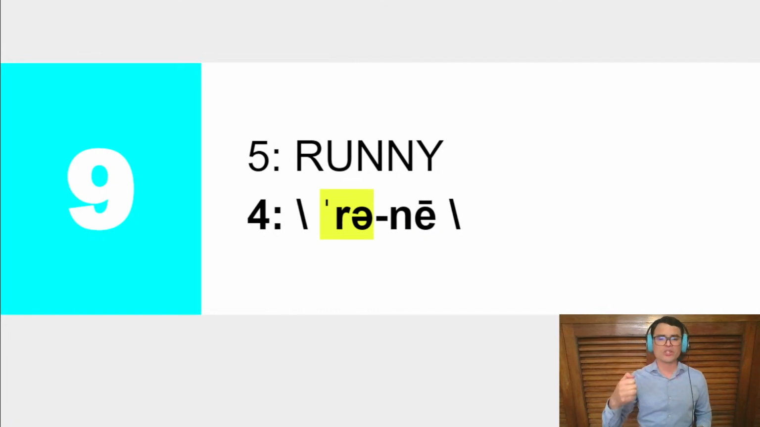Number nine, five letters, four sounds, two syllables. The first syllable is the stressed syllable, and you have a schwa, you don't have a u. And in the second syllable, you have e with a hat, which sounds like e. It is the very same sound that the vowel has in the alphabet. So the pronunciation: runny.